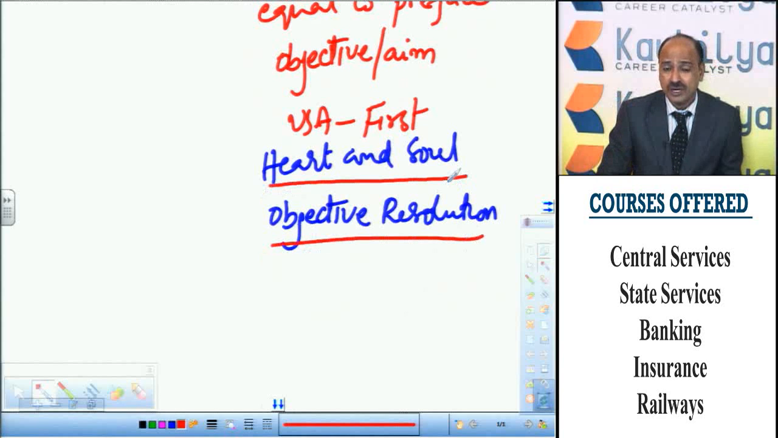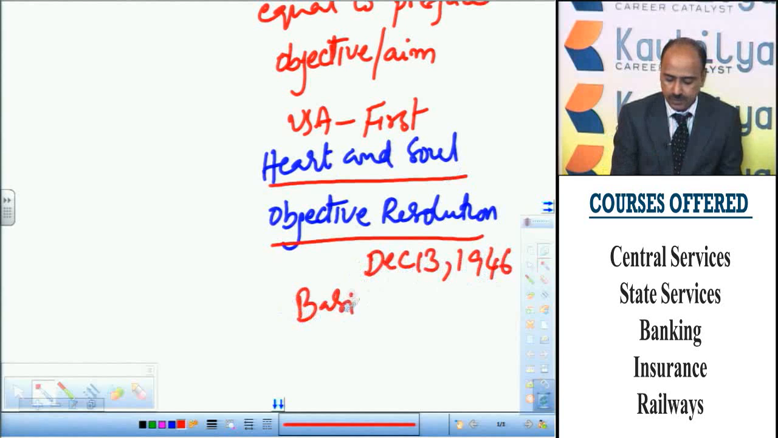Whenever we read a single page, we understand the whole concept of the Constitution. The Objective Resolution also explained the same. That's why the main source of our preamble is the Objective Resolution. It was introduced on December 13, 1946 by Jawaharlal Nehru. This is the main source. The preamble also comes under the basic structure. The preamble is a basic part, the basic structure of the Constitution.